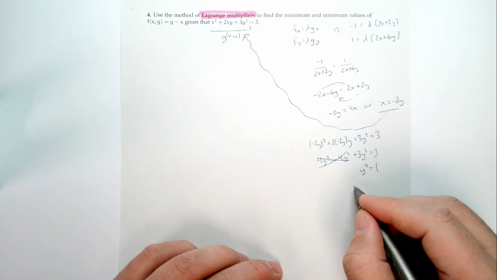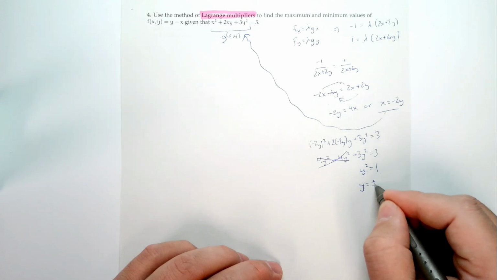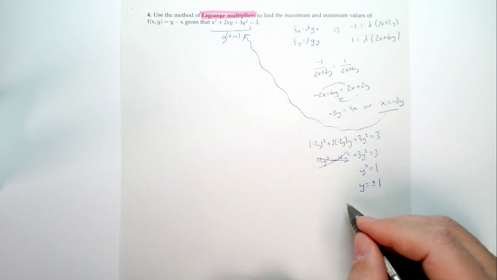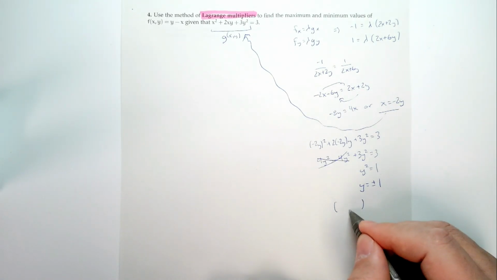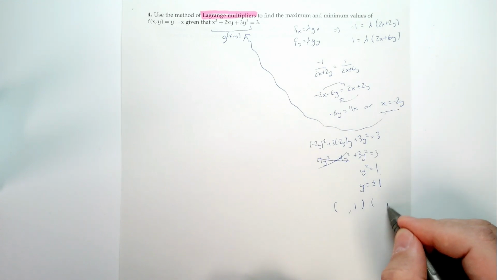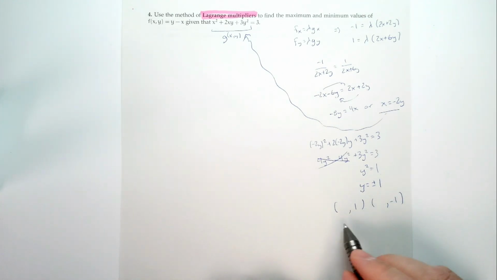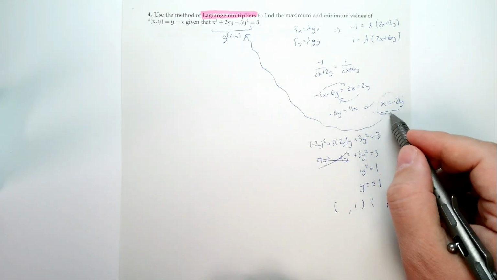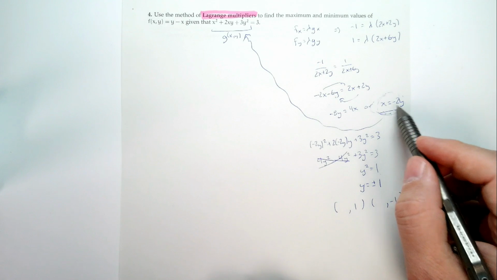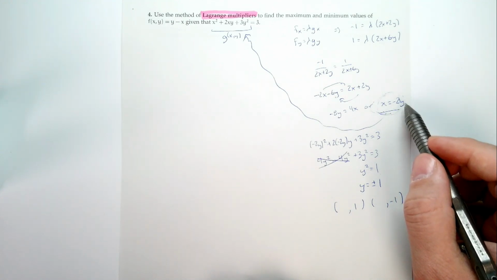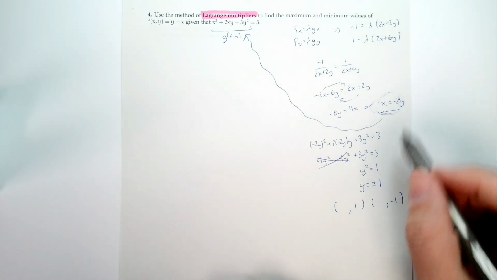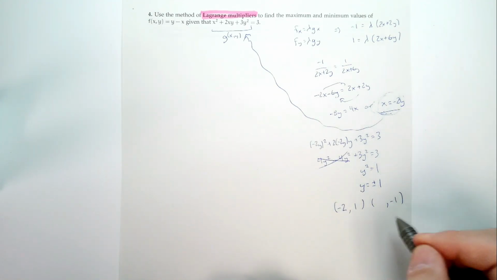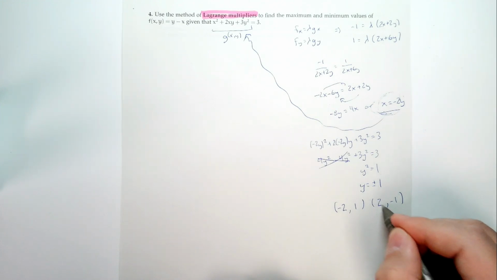And now we know that y is the square root of 1. Really, it's either plus 1 or minus 1. So we have 2 points. One point where y equals 1, one point where y equals negative 1. How do you get the x-coordinate? Well, to get the x-coordinate, you come back to this relationship. So it says x is negative 2 times y. So negative 2 times 1 would be minus 2. Negative 2 times minus 1 would be positive 2.